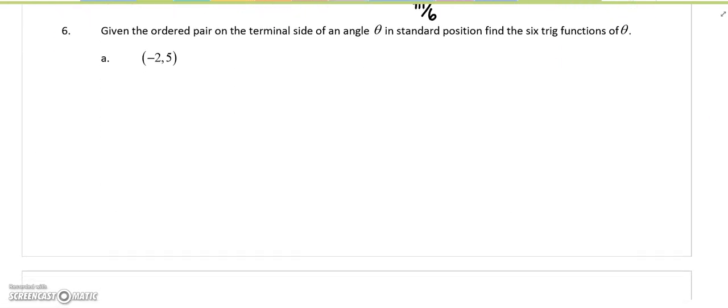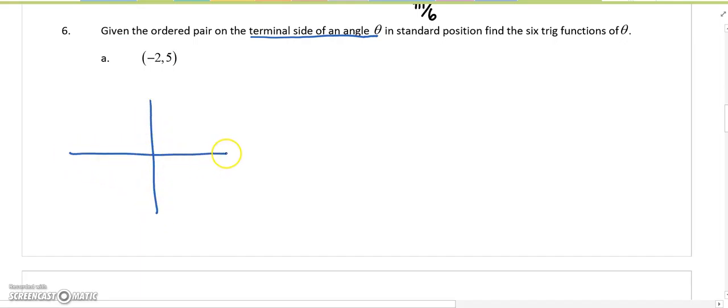Number 6 says, given the ordered pair on the terminal side of an angle theta in standard position, find the 6 trig functions. Whenever I give you a point, it should make the most sense to plot it first. Visualize it, right? Getting a picture of it is a lot easier. So negative 2, 1, 2, 3, 4, oops, a little taller, 5.